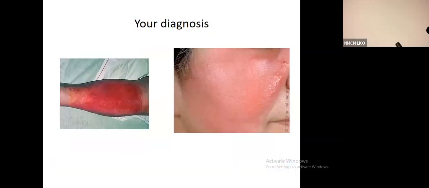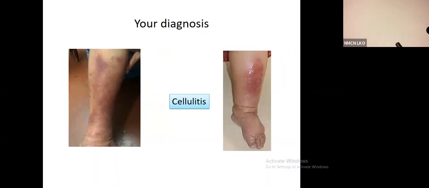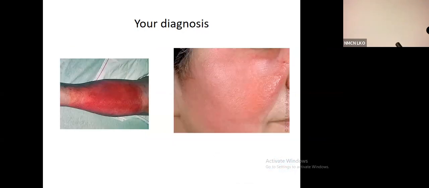This is erysipelas. What's the difference? Margin. Lesions are raised above the level of the surrounding skin. There's a clear line of demarcation. Involves upper dermis and lymphatics. So if you go back, see here it's very diffuse. Of course, this also is diffuse. It seems to be raised, but you can't clearly pinpoint a margin. Whereas here, this is most often streptococcus, right?